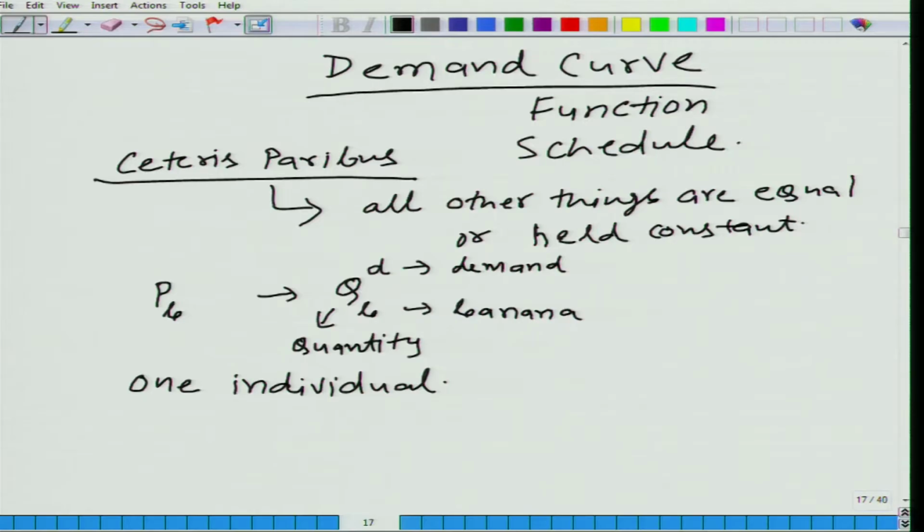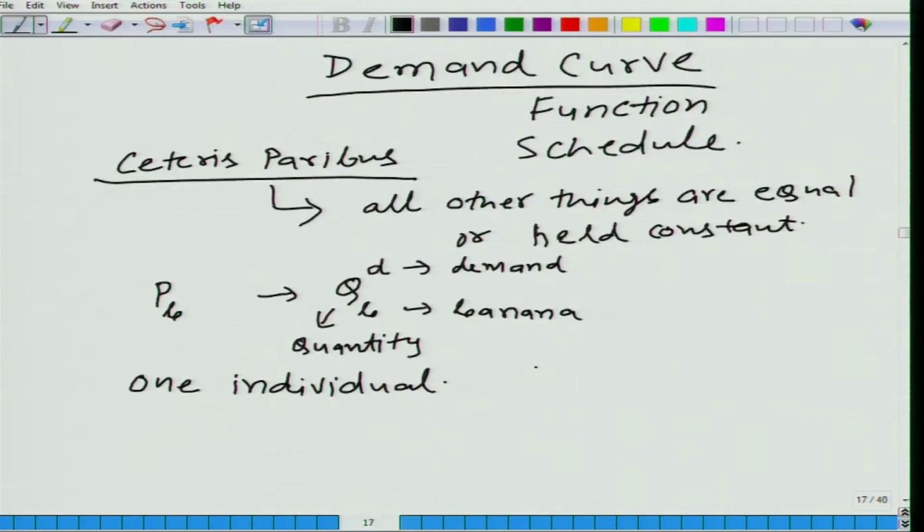What do you think would happen when the price of banana goes up? The quantity that you would demand, meaning the quantity that you will buy from the market, would it increase, decrease, or remain the same? It would decrease. So PB goes up, and the quantity goes down. Can you tell me why? Why does it happen? Because we have income constraints. Yes, income constraint.